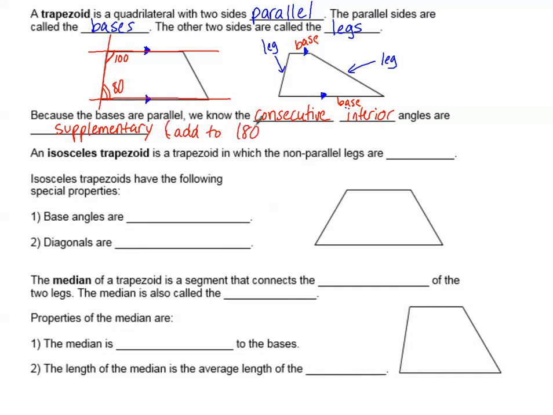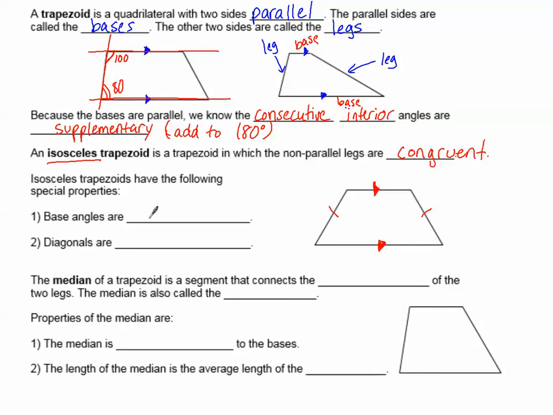An isosceles trapezoid is just a more specific trapezoid, and that is a trapezoid in which the non-parallel legs are going to be congruent. This isn't the case for every trapezoid, it's just the case for isosceles trapezoids. So these are still going to be the parallel sides, the bases, but in an isosceles trapezoid, this leg is going to be the same measure as that leg.